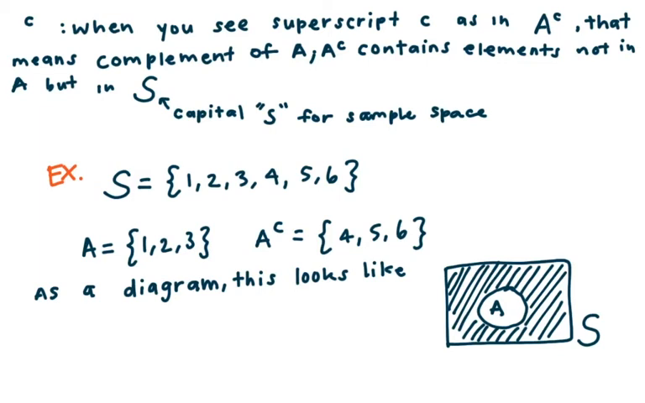Okay, and as a diagram, A complement is going to look like this. So A is a circle shown in white, and A is located in our rectangle, and the rectangle represents our sample space. And the shaded area is A complement because it's everything in our sample space that is not A.